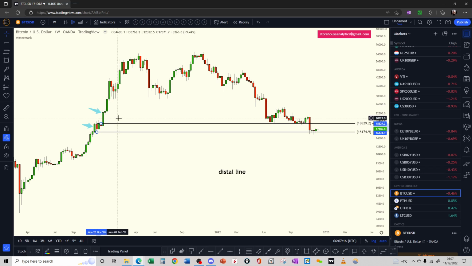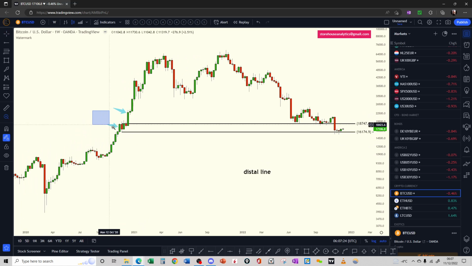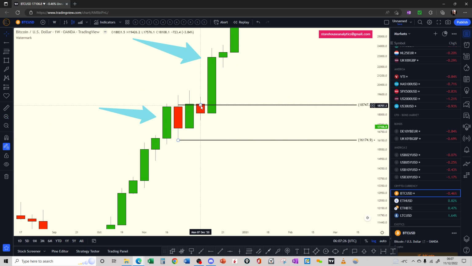You could do that. And that's the commonest way that supply and demand traders do it, where you put the line at the body of the candle just before the move out. The color of the body is not really relevant. It can be green, it can be red, but you want to put it at the body of the candle preceding the rally out. Okay, that's another way that you can do it.